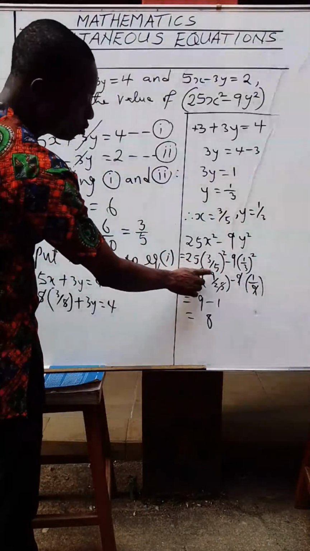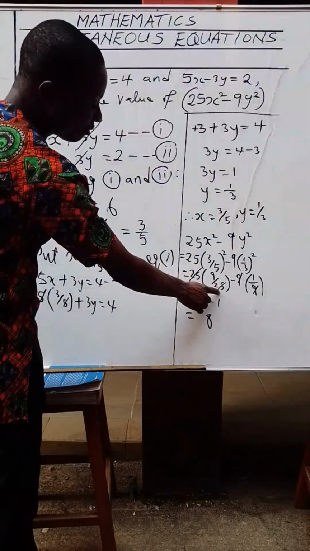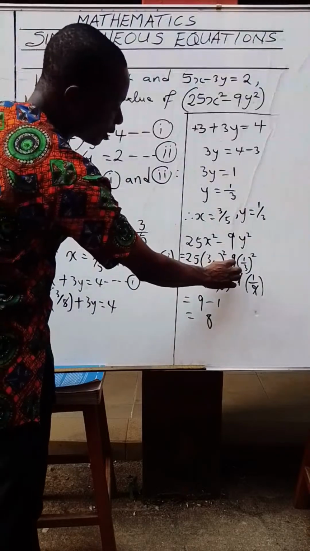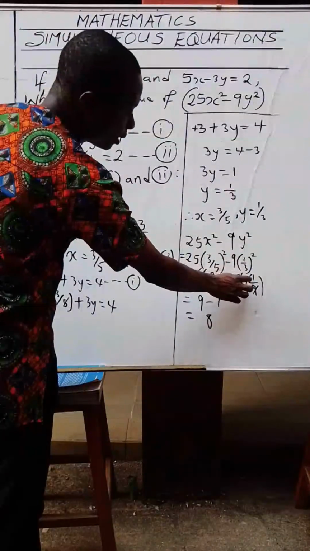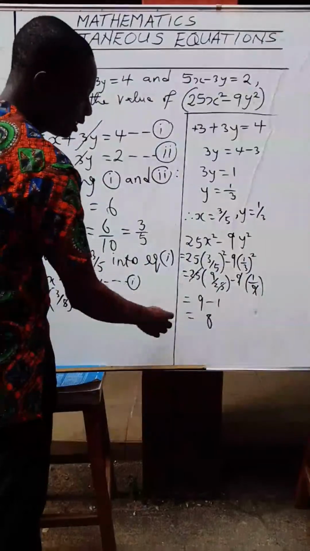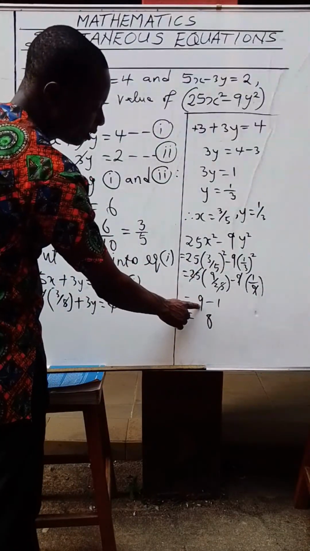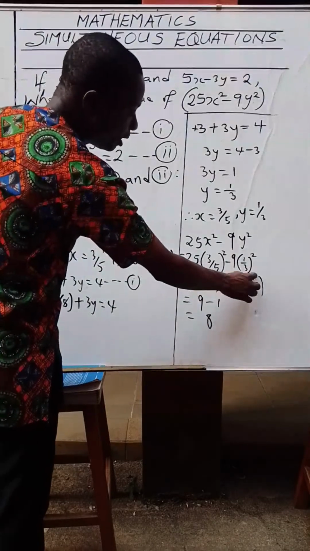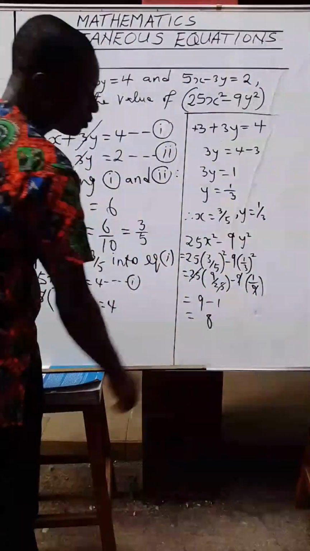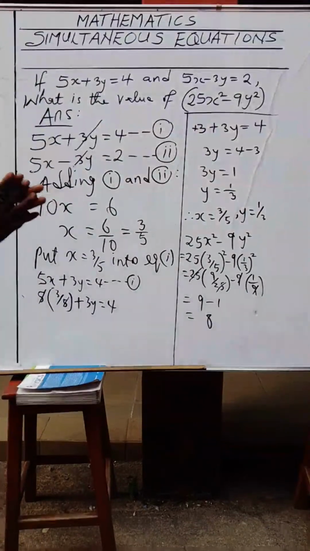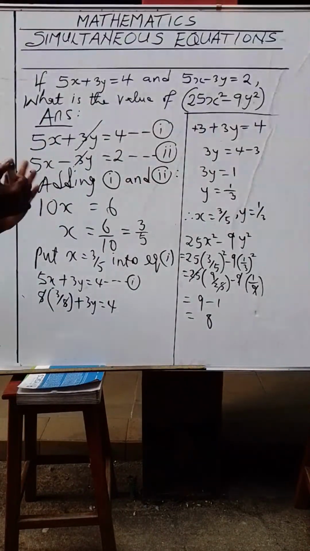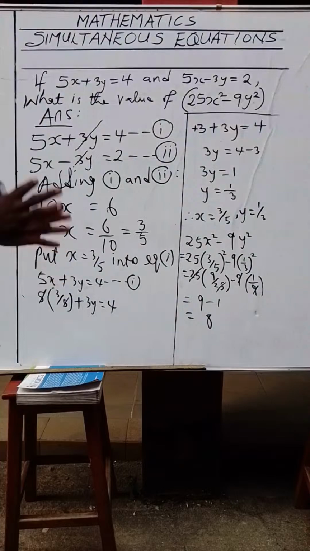Okay? 3 squared is 9. 5 squared is 25. Don't forget that. Then minus 9 is here. 1 squared is 1 and 3 squared is 9. Then we know that 25 here, we cancel this 25, remaining 9. Then 9, we cancel 9 here, remaining 1. And 9 minus 1 gives us 8. That is how quick, fast, time saving, tactical the method can be.